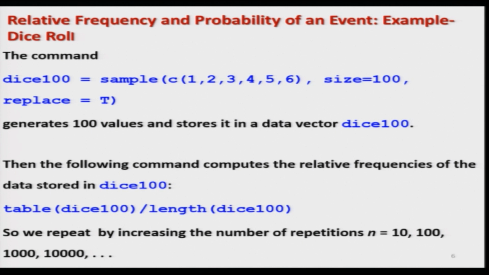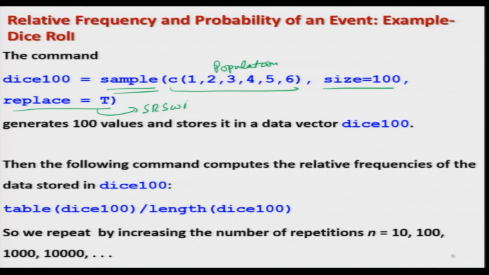For that I am using the command sample, and sample from where? This is my population. The population consists of 6 values 1, 2, 3, 4, 5 and 6, and we want to draw a sample of size 100. We draw it by simple random sampling with replacement, for which I have to give replace equal to TRUE. This will generate 100 values and we store them in a data vector which we name dice100. That indicates that this is the dice experiment in which 100 values are obtained.